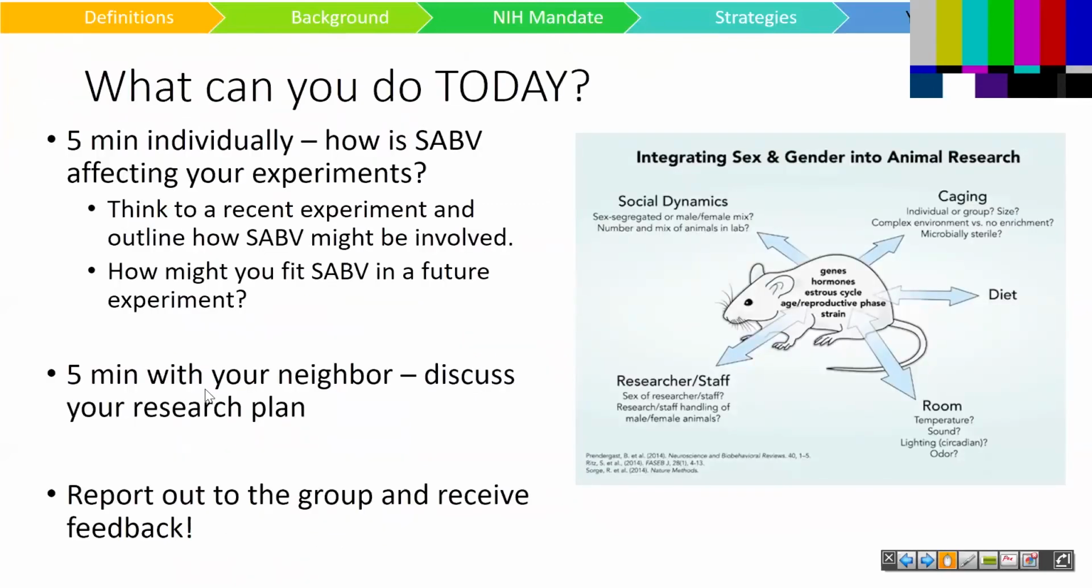Okay, so what can we do today? So what I would like you all to do is take a few minutes to think about how sex as a biological variable might be impacting your research. You can do this at whatever level you feel is appropriate. You can think about a recent experiment and how those data may have actually been influenced by sex when you maybe didn't think it was. Or you might think about how sex as a biological variable might fit into a future experiment.